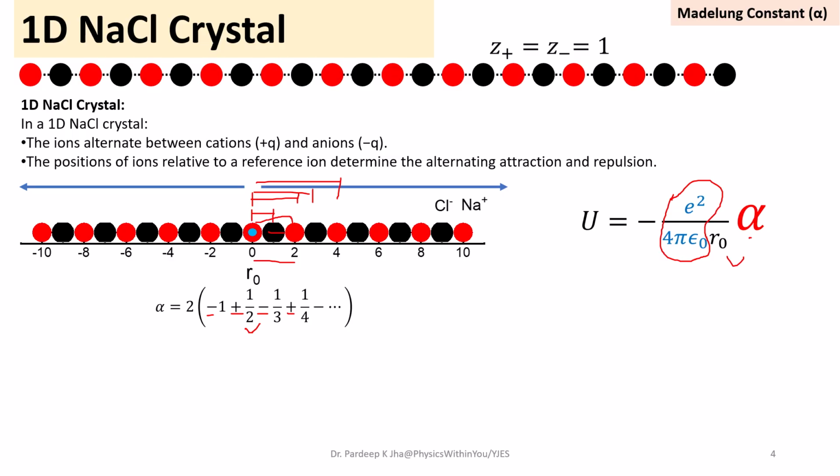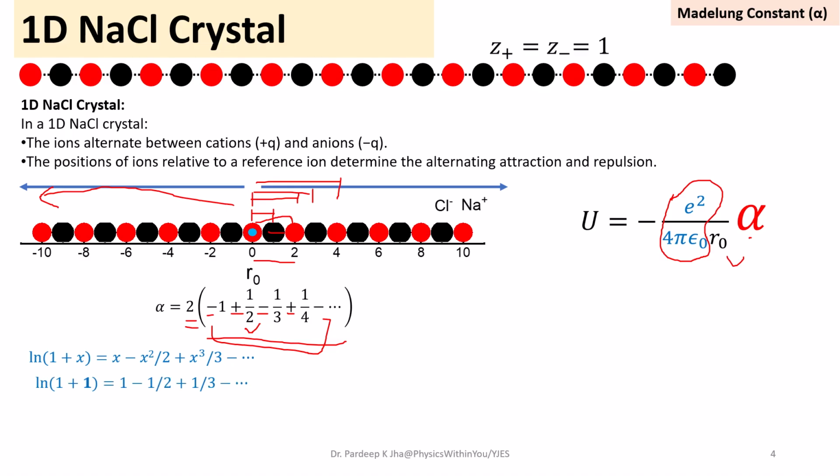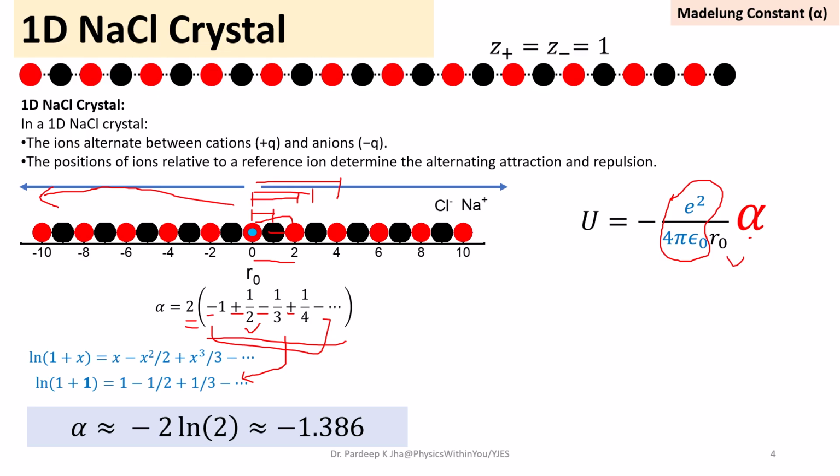Now this is very similar. Whatever happens here will happen on this side also. So we have the alpha twice. Now you see this is an alternating series. A well-known relation is the natural log of 1 plus x equals this series. So replace this x with 1. You get the same thing, only the negative sign is there, so we take the negative outside. In that case alpha becomes minus 2 times this series, and this is the natural log of 2.